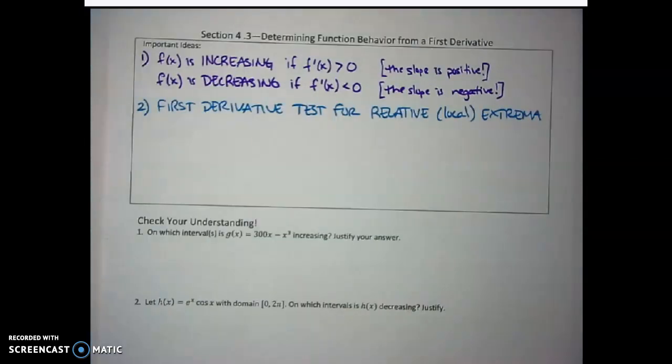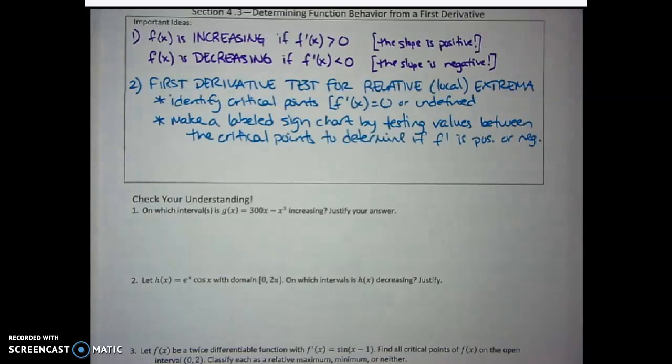We're going to use the first derivative test for the relative, sometimes called the local, extrema. The first thing you need to do is identify all the critical points. Remember, the critical points are where the first derivative is either equal to 0 or is undefined. Secondly, you're going to make a labeled sign chart by testing values between the critical points to determine if the first derivative is positive or negative.